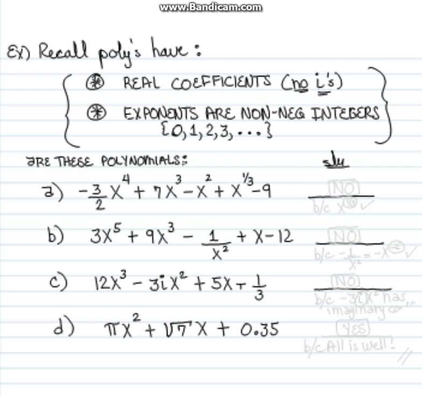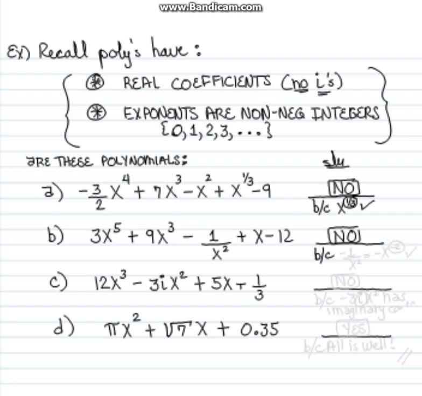Okay, let's go up to part A. Is that expression a polynomial? Well, the answer is no. And why is it not? Because we have that x to the 1/3 power. That's not a non-negative integer power. The second one, no. It's not a polynomial.